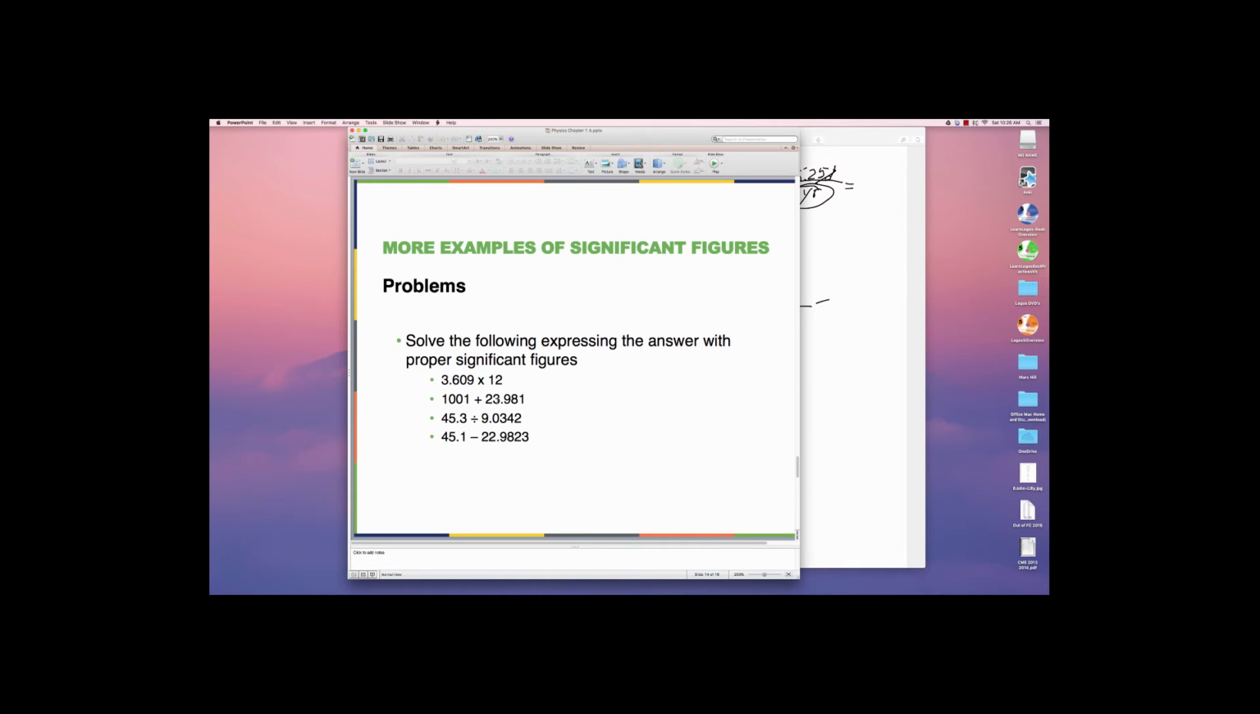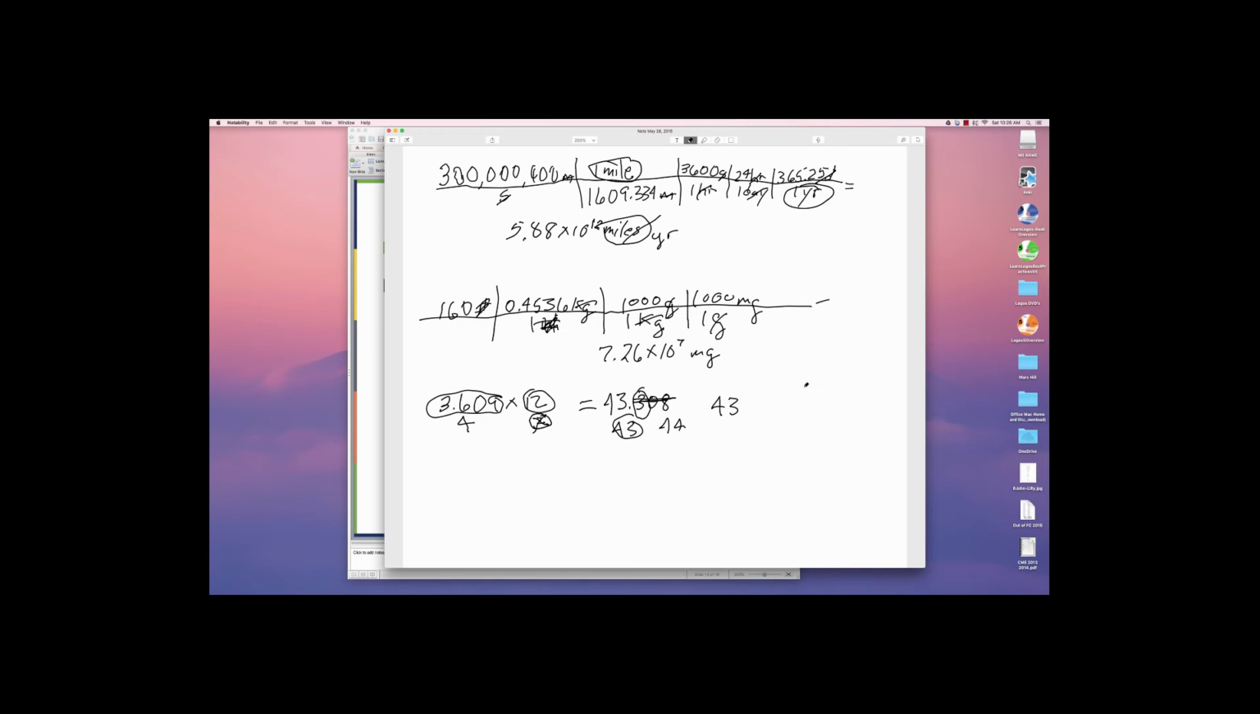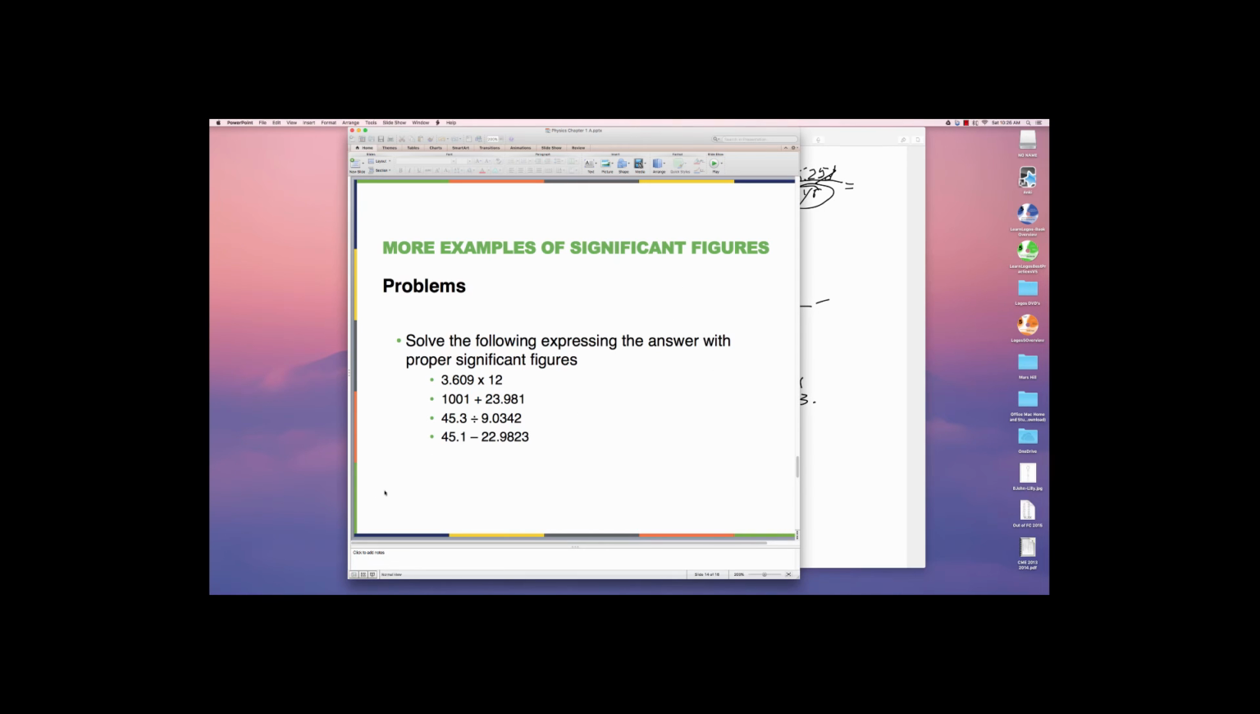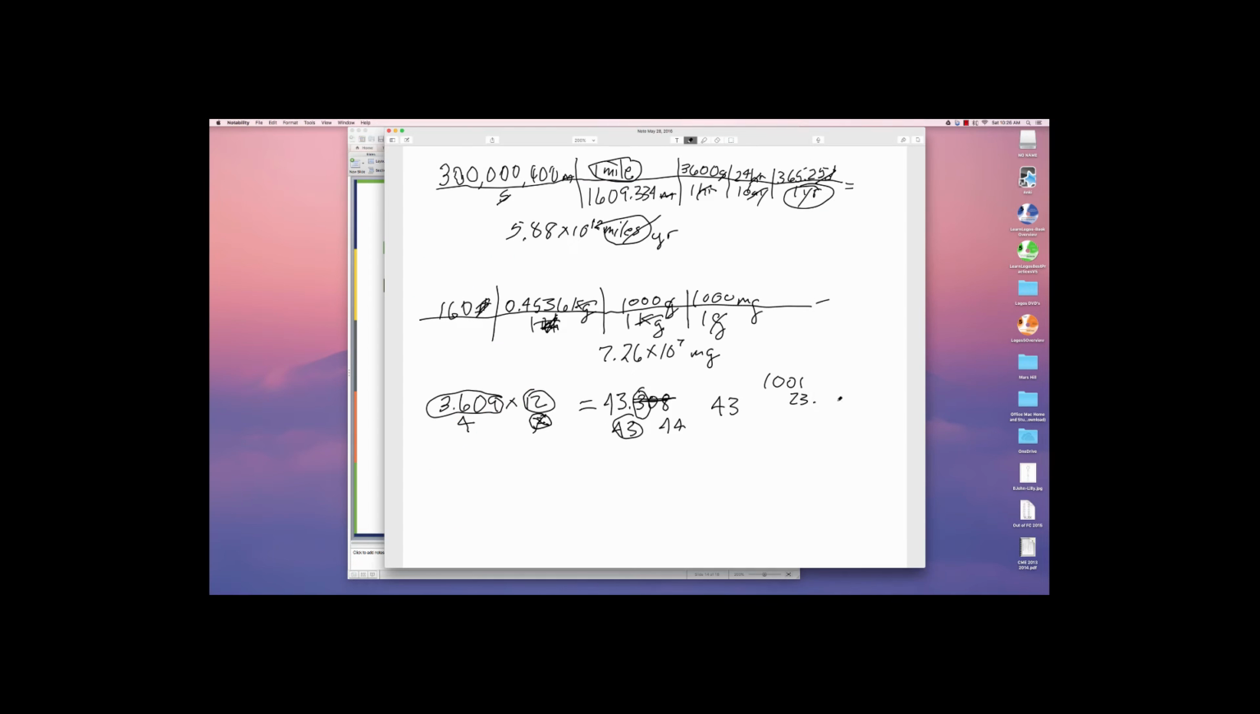1001 plus 23.981. Okay. Now it's best to write these addition and subtraction problems this way. Let me look at that again, 981. And our answer is going to be 1024.981.